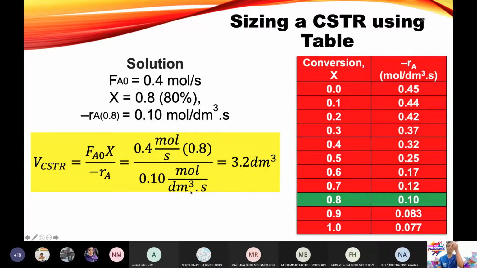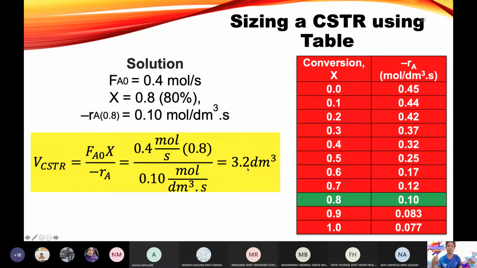So, 1 over A over B over C. You look at this, it's like a little fraction, you have to understand. A over B over C, the dm cube in the third layer will go up to the top. That's why you get the final unit as dm cube. Okay, so this is a little bit of maths. A over B over C, the third layer's unit in this case goes to the top. So that's why dm cube is at the top now. The number value is 3.2.